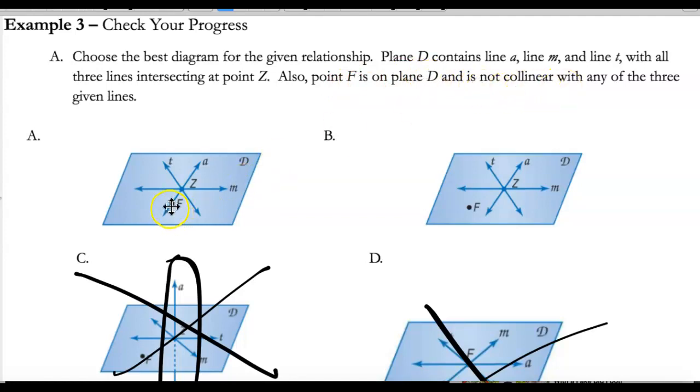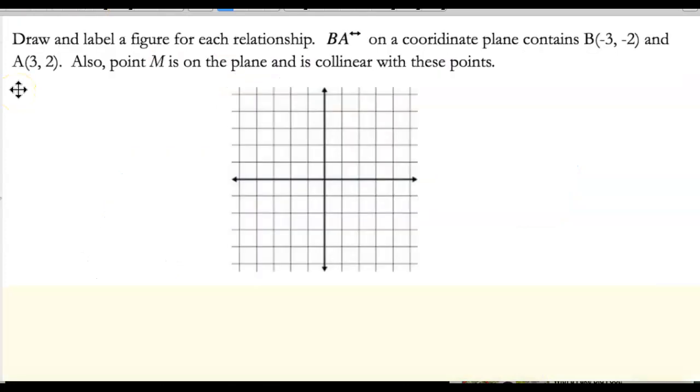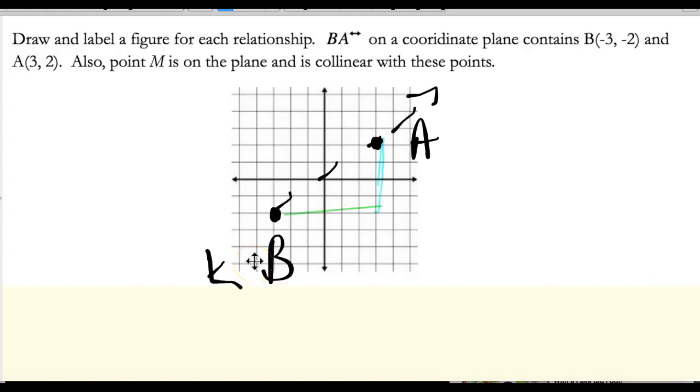So looks like this F value is collinear, so our correct answer would be B. All right, so this is another one that is going to be an example like the one I did. I want you to try to do this problem on your own, and then we'll come back and talk about it. Okay, so for this problem, again, we are to label -3, -2 as B.